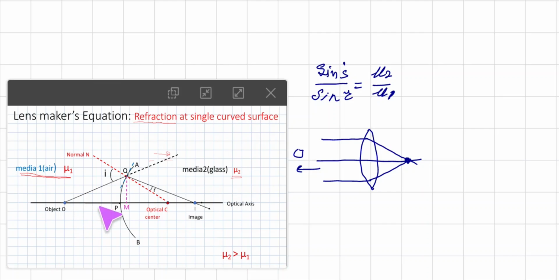So obviously this distance OM is very, very small. So how exactly are we going to see this? So note that here is the angle of incidence, this is the angle of refraction, this distance is OM.